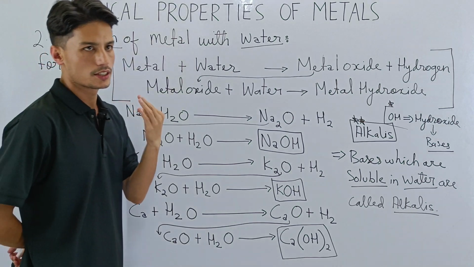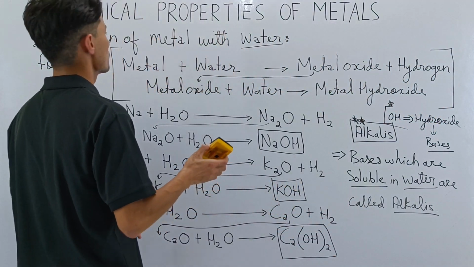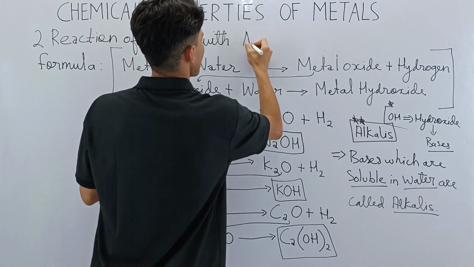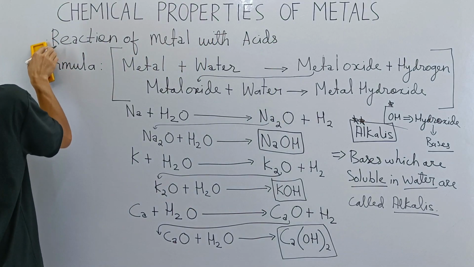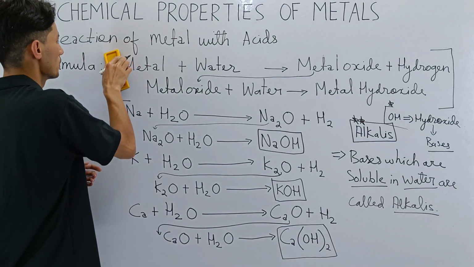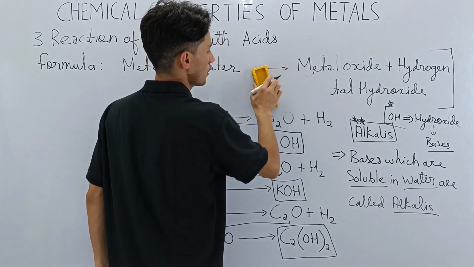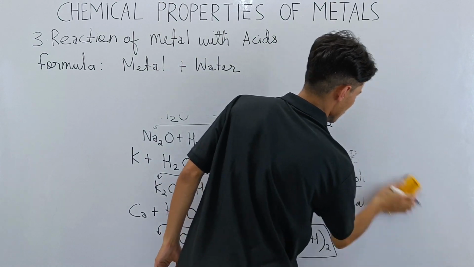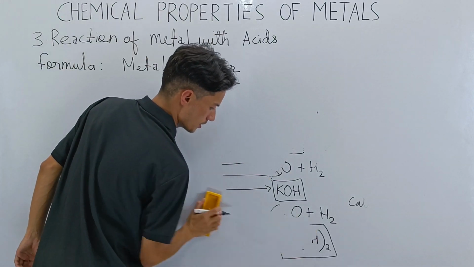Now we move to the third, which is reaction of metal with acids. So third point, acids. This is the third point, point number 3. There will be a change in the formula. Let's change the formula. Now the formula will be only one row. Let me erase everything. I hope you are taking down notes, class.